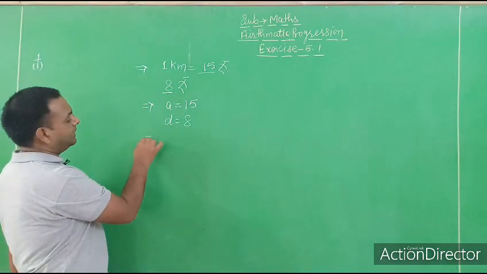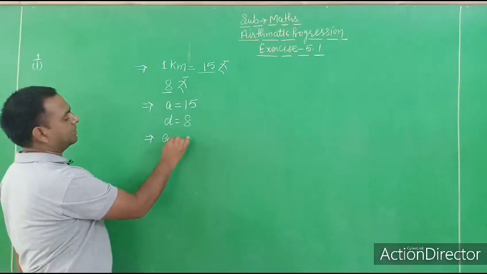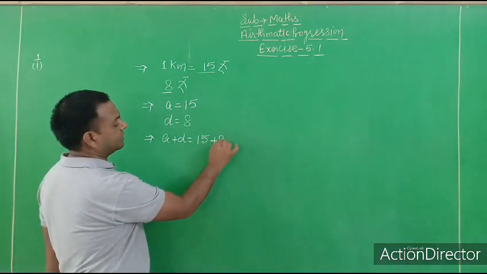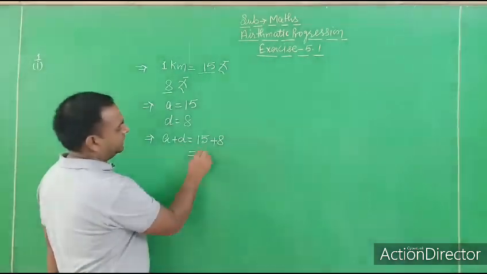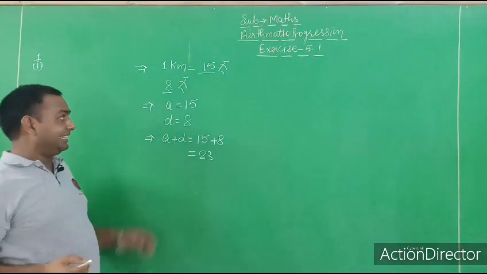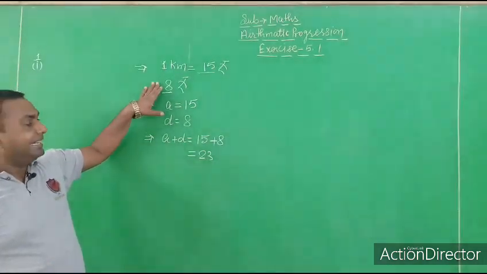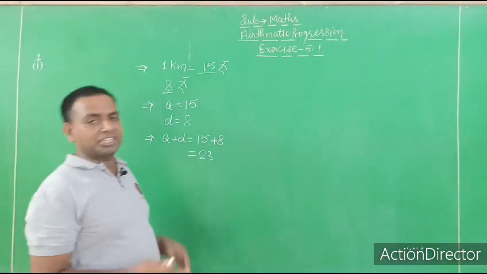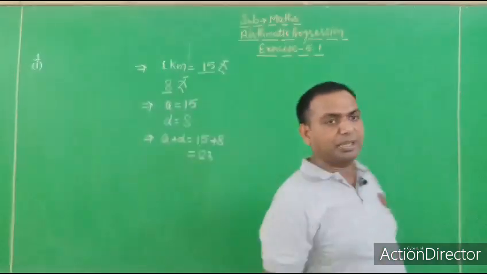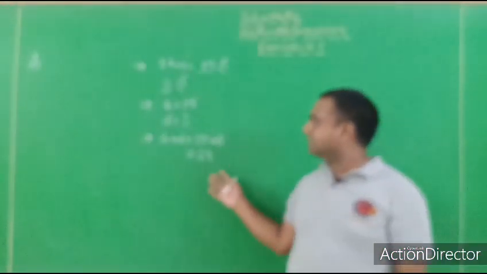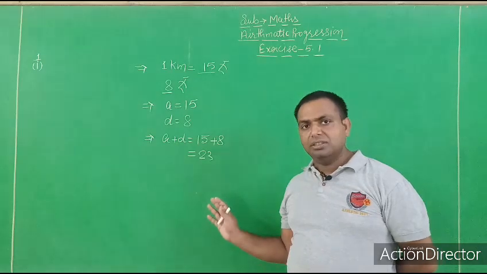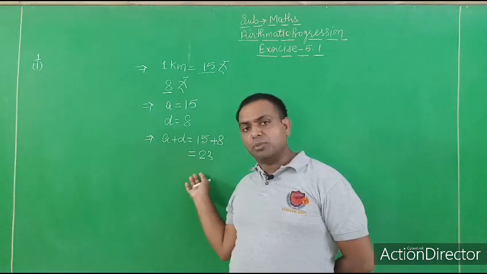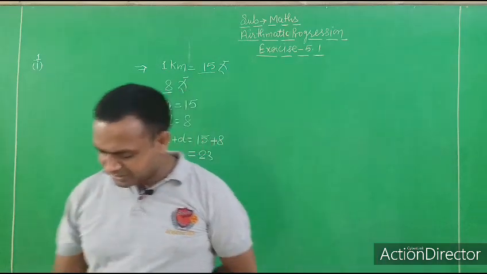So, here you find that a plus d, the second term, is 15 plus 8, which is equal to 23. So, you see in each situation that the difference is d equal to 8. So, you can say this situation is an arithmetic progression because the difference is equal in all the conditions. So, you can say this question is regarding an arithmetic progression. Next, another example.